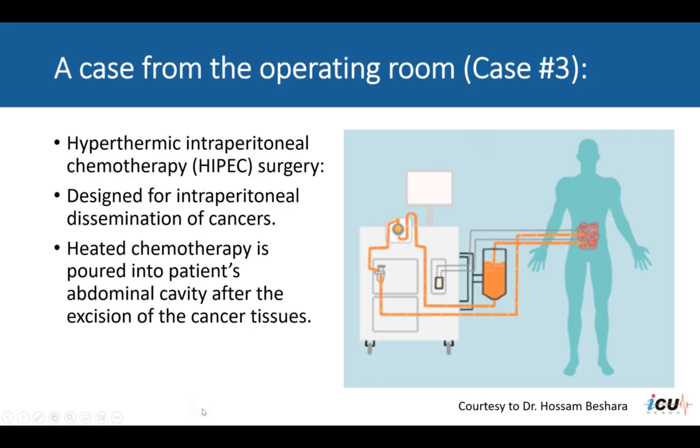Case number 3 is a case from the operating room, in regard to hyperthermic intraperitoneal chemotherapy surgery. This surgery is designed for intraperitoneal cancers that are disseminated inside the peritoneum. It's based on giving heated chemotherapy that is poured into the patient's abdominal cavity. This would be done after excision of the cancerous tissues.